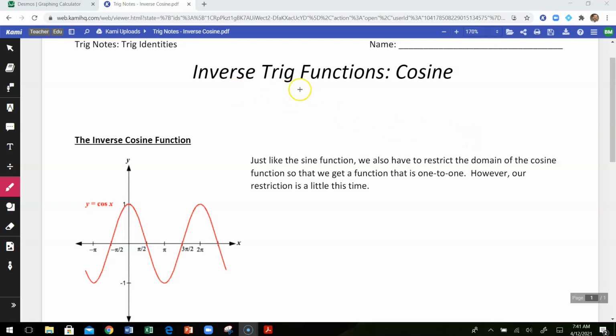If you have not yet watched the inverse sine function video, please watch that first. I'm going to skip some things here that I talk about in that video, so this one's going to be much shorter.